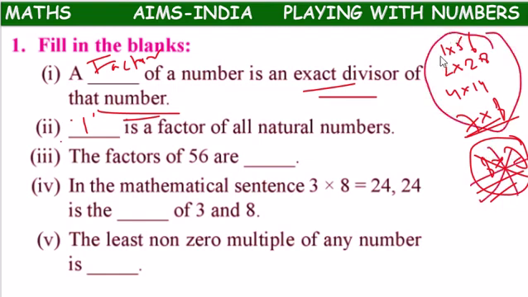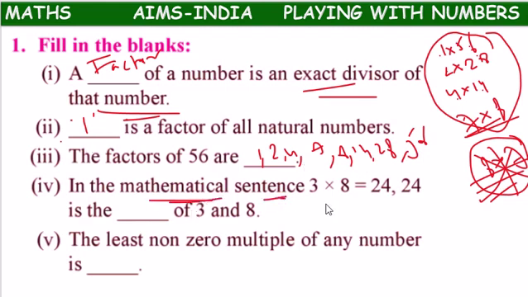What are the factors? 1, 2, 4, 7, 8, 14, 28, 56. 8 factors are there. All we have to write here: 1, 2, 4, 7, 8, 14, 28, 56. If they ask the number of factors, then 8 we have to write.